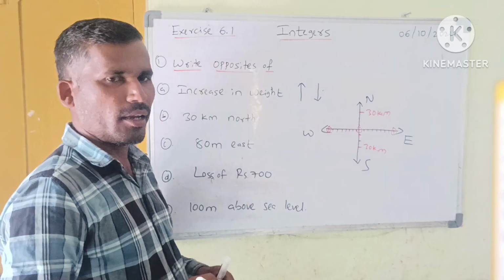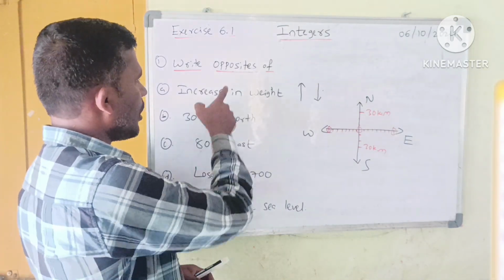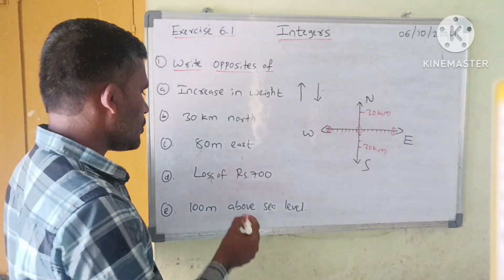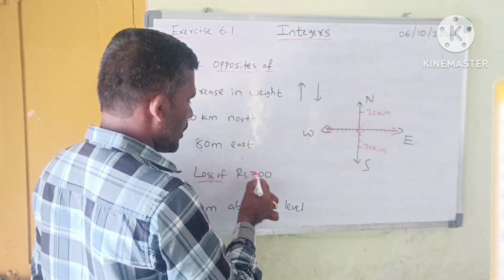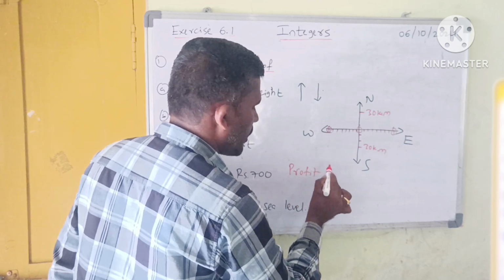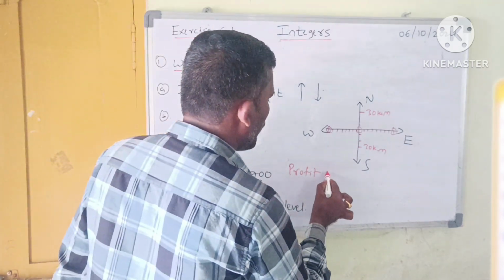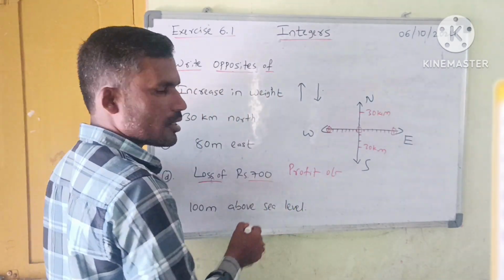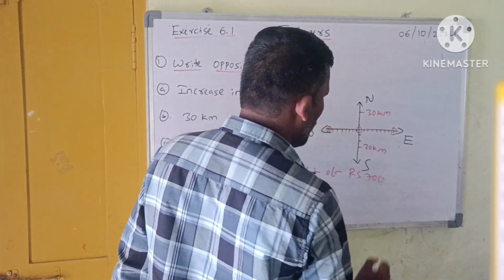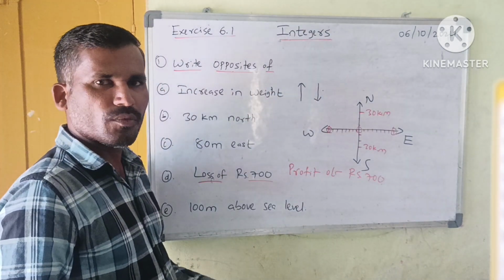Loss of 700. So opposite of loss is profit, or gain. So for this loss of 700, the answer is profit or gain. Profit of how much is given? 700 is mentioned. The same value you have to take, 700 rupees. Profit of 700.